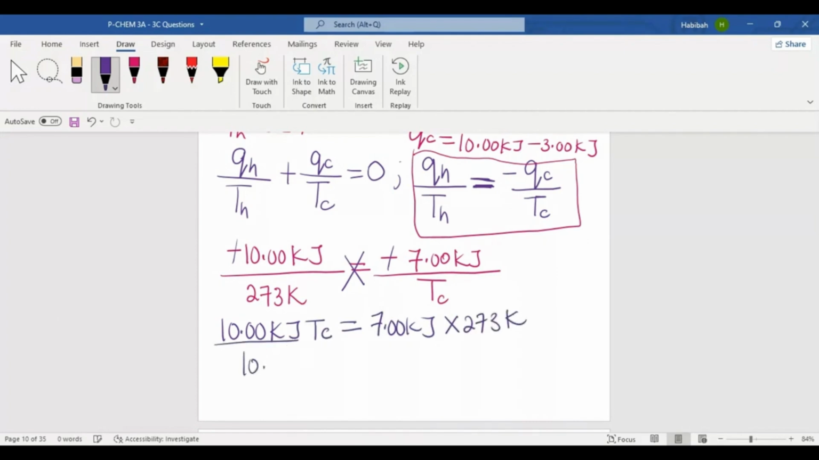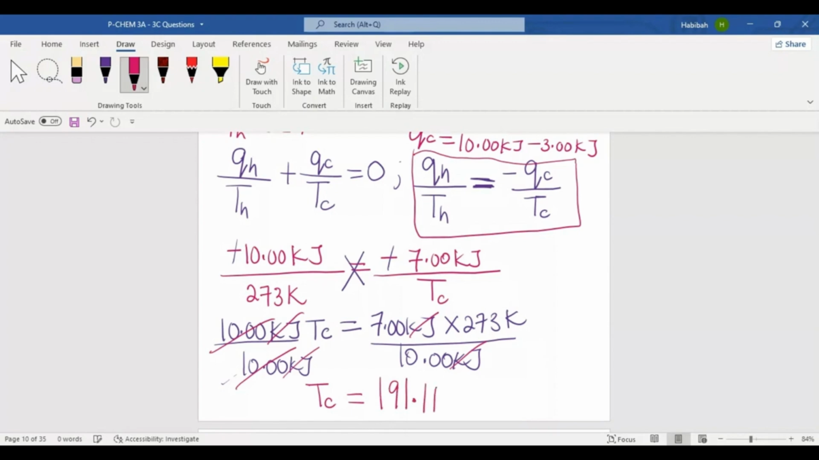So divide both sides by 10.00 kilojoule. Of course, you cancel out the kilojoule, cancel out the 10 as well, because we're trying to find just TC. So TC is just going to simply be 7.00 times 273 Kelvin divided by 10.00. So that would give us the temperature of the cold sink to be 191.1 Kelvin.